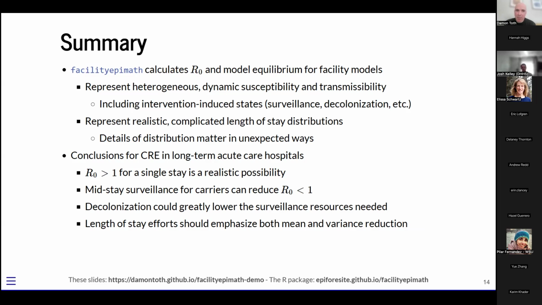Specifically for applying this model to CRE, a multi-drug resistant organism in long-term acute care hospitals, we showed that R naught bigger than 1 for a single stay is a realistic possibility. Mid-stay surveillance for carriers can reduce R naught to less than 1. Decolonization also helps a lot and decreases the amount of surveillance you need to do. And any efforts to reduce length of stay should emphasize both the mean and the variance of the distribution, which I think is underappreciated.